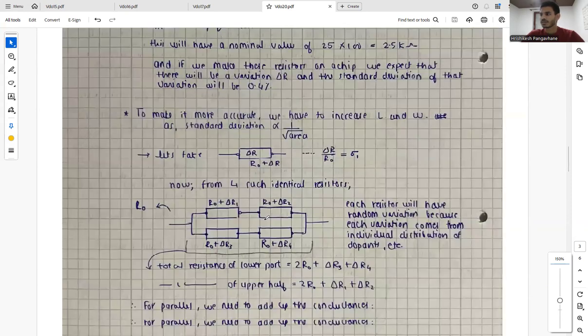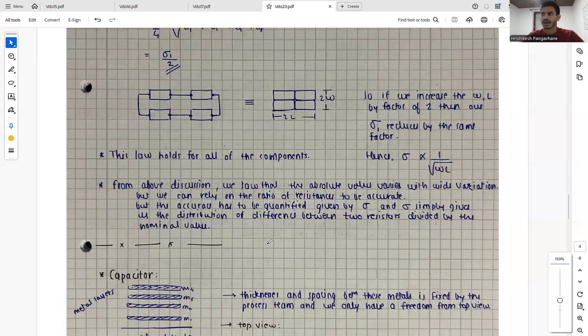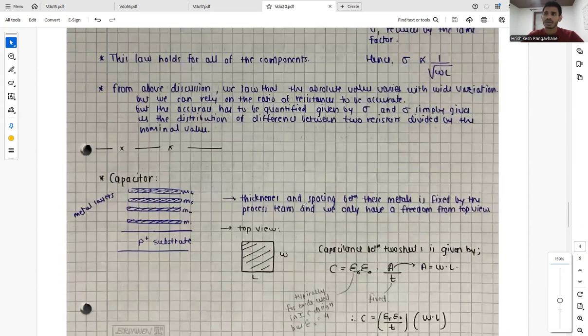So we proved the concept for the resistors, and this law holds for all the other components present on the sheet. So from the above discussion, we saw that the absolute values vary with wide variation, but we can rely on the ratio of the resistances to be accurate. But the accuracy has to be quantified, given by the sigma, and sigma simply gives us the distribution of the difference between two resistors divided by the nominal value, and sigma is basically the mean deviation. So now let's talk about the capacitor.